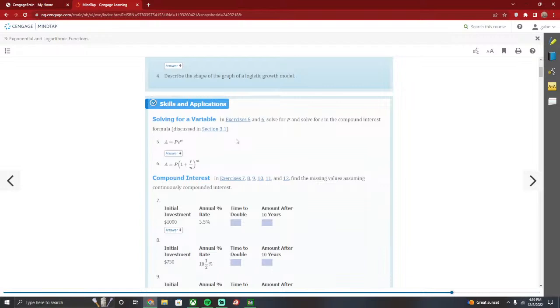If you want to solve that for T, you divide both sides by R. That's going to get you ln A minus ln P all over R, and that equals T.